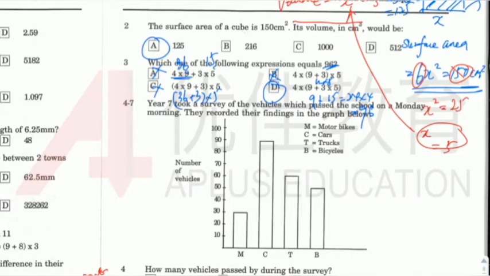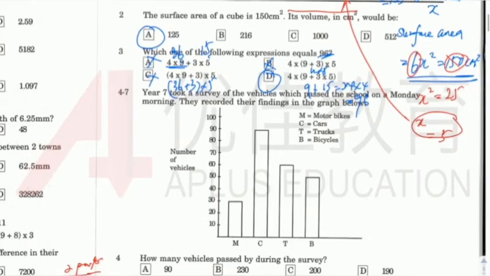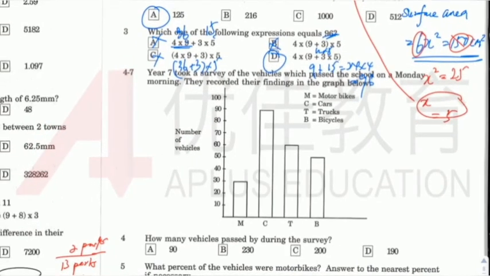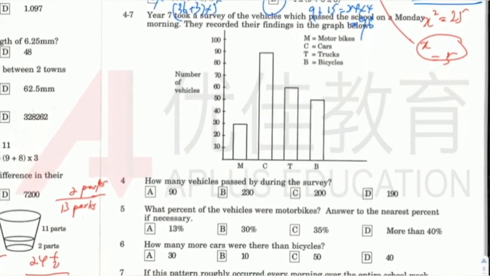Question 4 to 7. Year 7 took a survey of vehicles which passed the school on a Monday morning. They recorded their findings in the graph below. Question 4. How many vehicles passed by during the survey? So it's asking for the total number of vehicles. So we're going to add these up. So that's 30, 90, 60, 50.